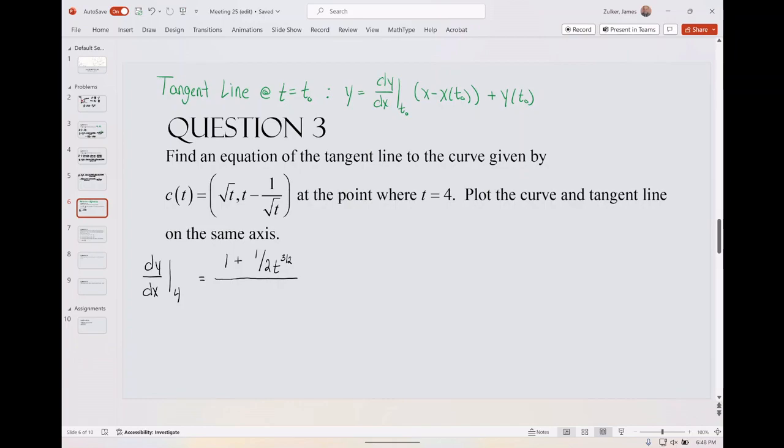One half t to the negative 1/2. Right? 1 over 2t to the half. Right, that's going to be evaluated at t equals 4. So I'm not going to worry about simplifying it. I'm just going to plug in 4 and then simplify.